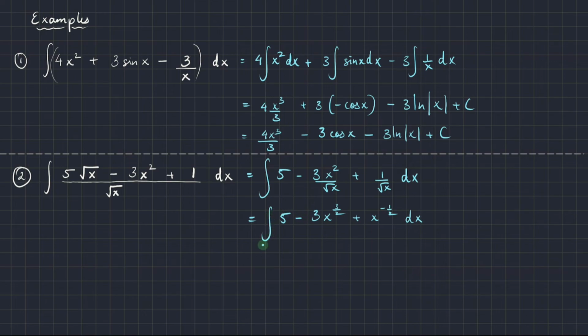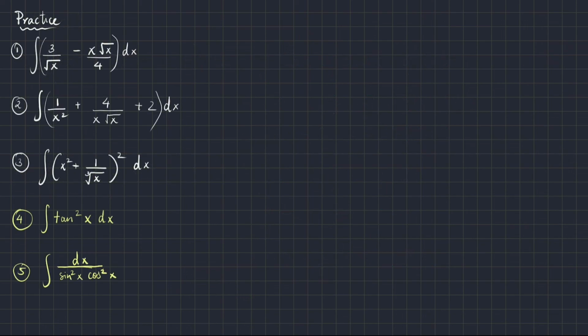Now I'm not going to write the integrals separately, but I'll directly use the power rule for each of them. And this gives us 5x minus 6 over 5 x to the power of 5 over 2 plus 2 x to the power of 1 over 2 plus c. As usual, you can pause the video and try these on your own. The solutions will be revealed in a few seconds.